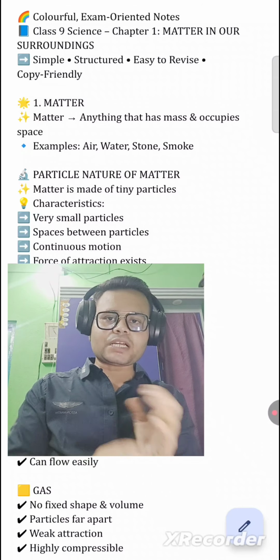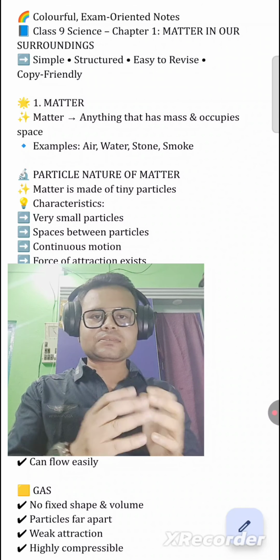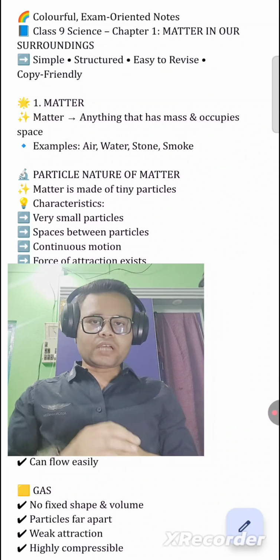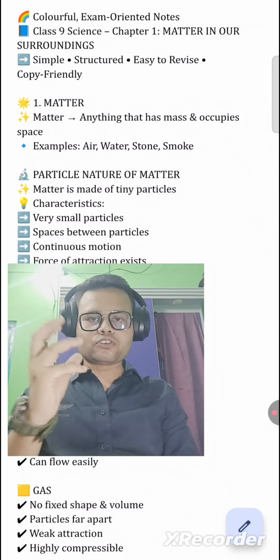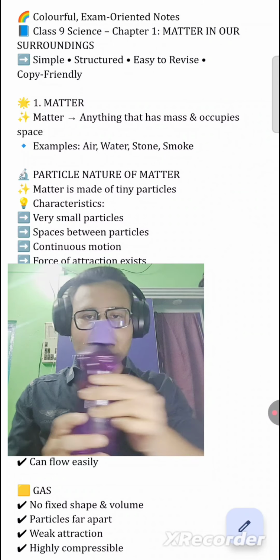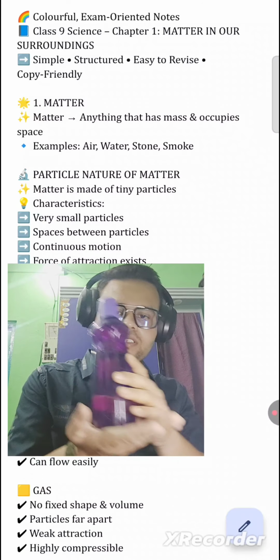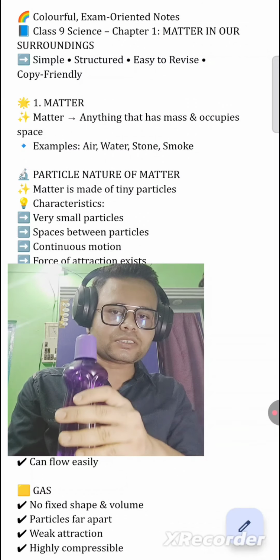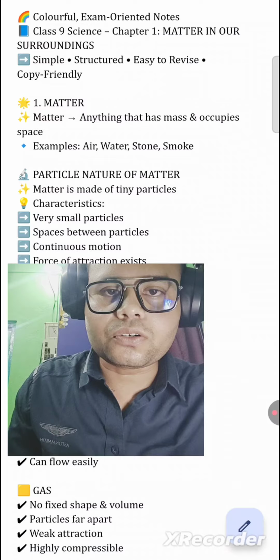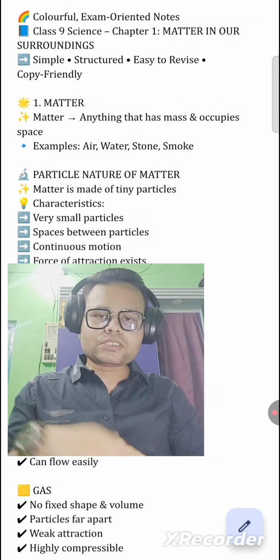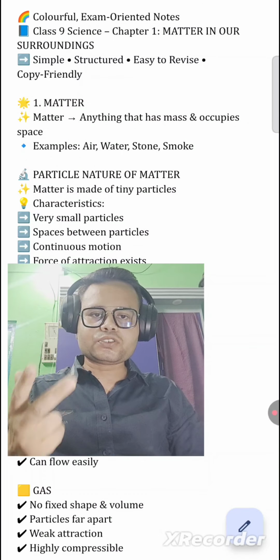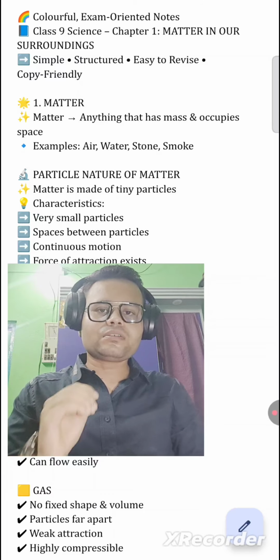Matter is anything that has mass and occupies space. For example, if we take this bottle, it has mass and occupies space. You can see that there is space occupied by this bottle. Air, water, stone and smoke are examples of matter.